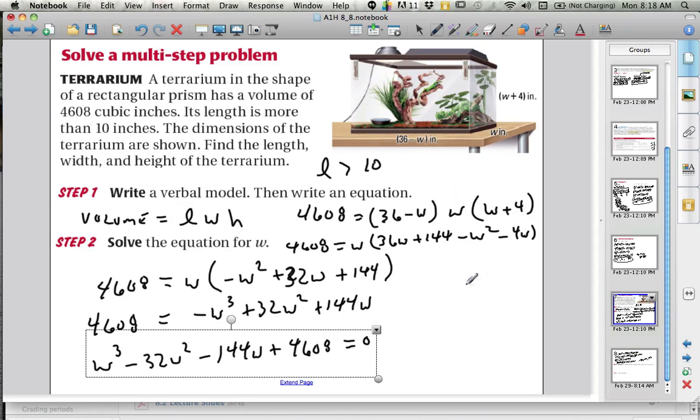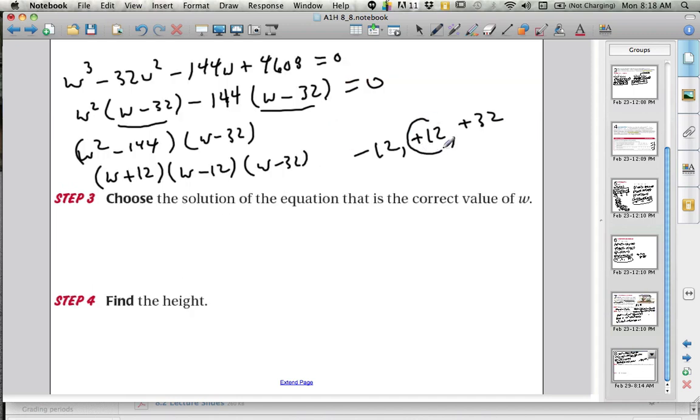So I have negative 12. Now that can't work, right? It's not going to work because I can't have a distance that's negative. There's no way for me to have a width that's negative 12 inches. 32 inches isn't going to work because when I take 36 minus 32, it violates this rule that the length is more than 10 inches. Okay, so 32 is out. That means my length must be equal to 12. Okay, so 12 is the correct solution.